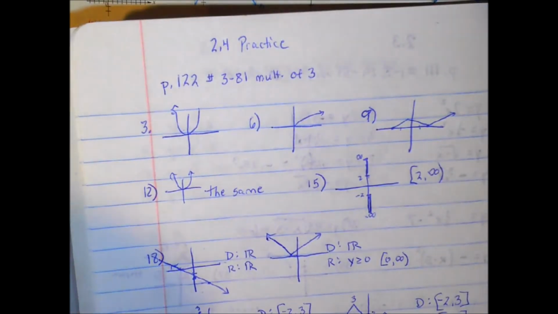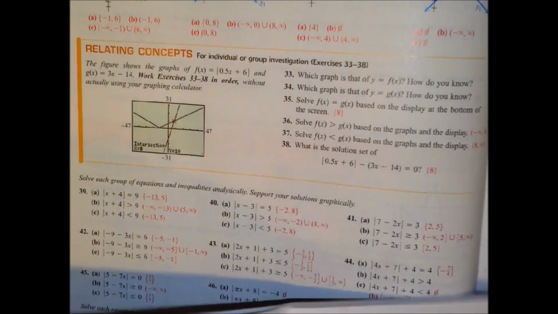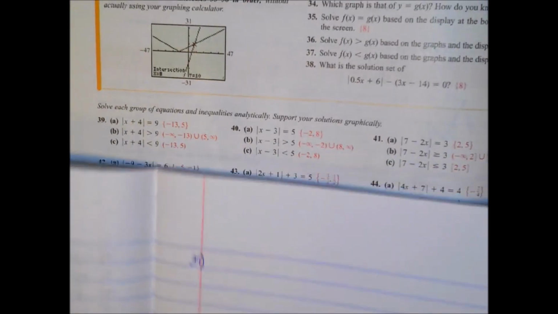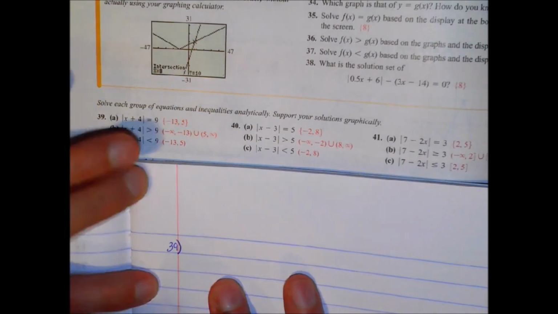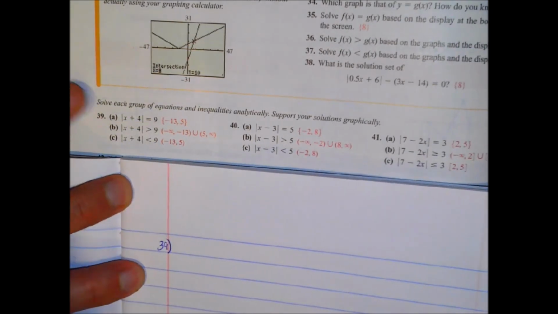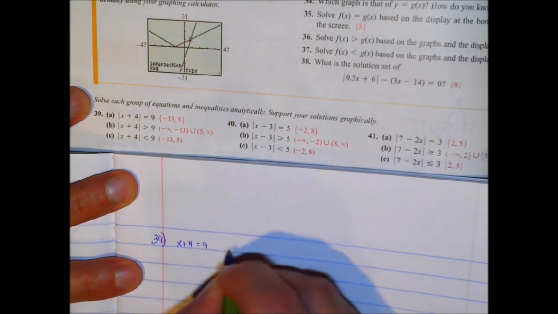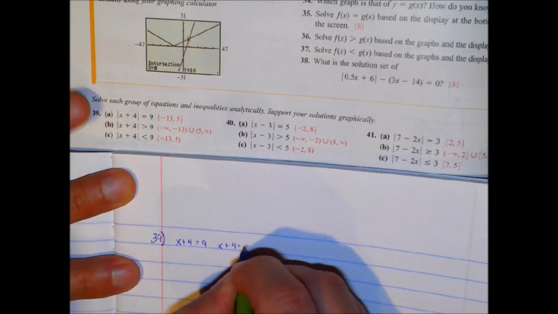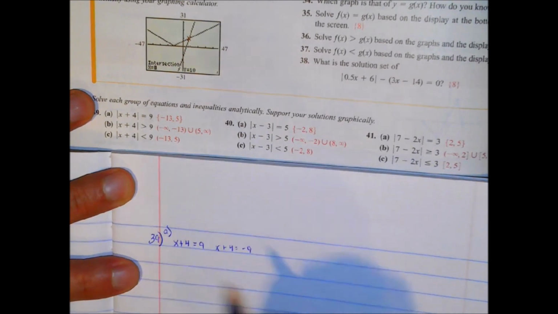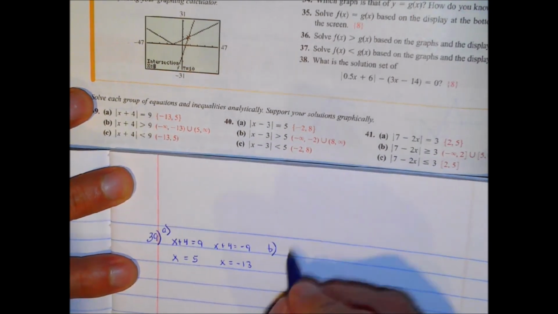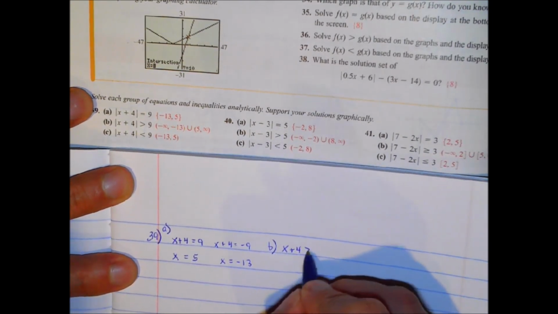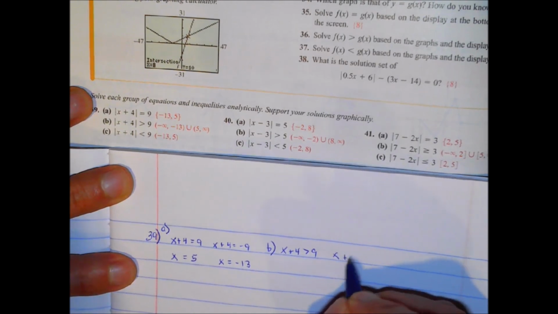39. Now we're getting into solving them. Okay, so we're going to solve them. We have x plus 4 is equal to 9. x plus 4 is equal to negative 9. This is part A. So we get x is equal to 5 and x equals negative 13. Part B, x plus 4 has to be greater than 9. x plus 4 is less than negative 9.